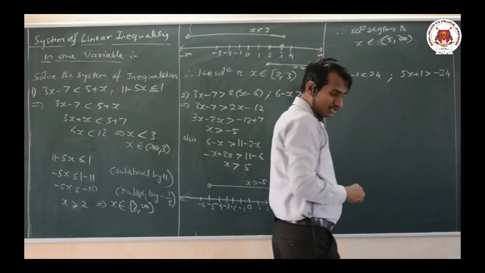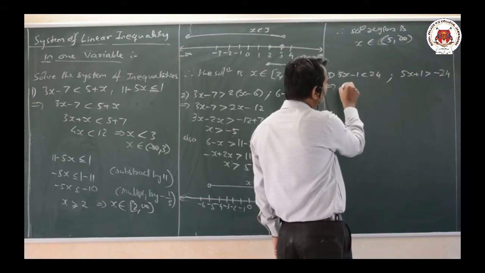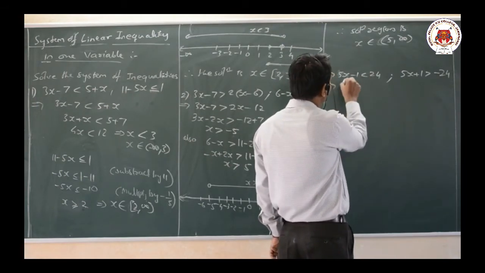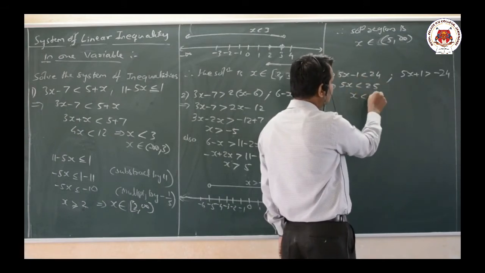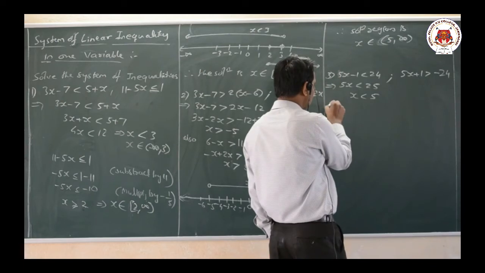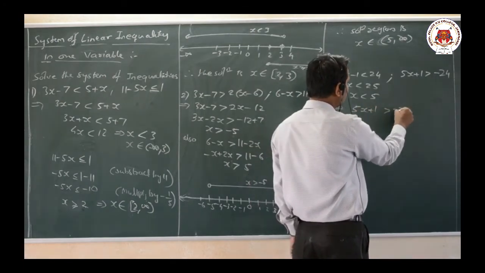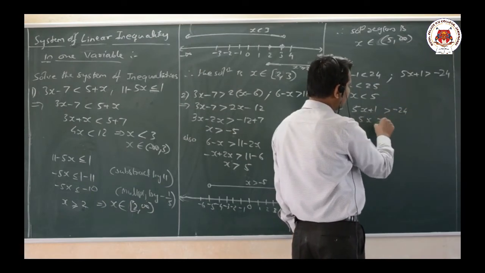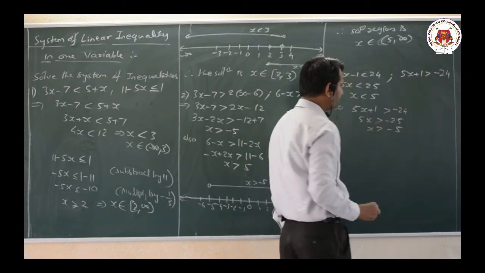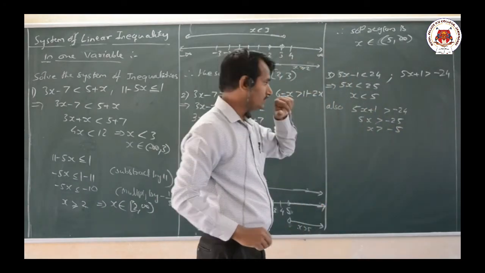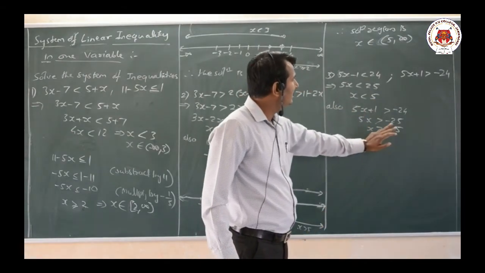Okay. Now dear students, now let us start with the last problem. The last problem is also very simple. The first one, 5x minus 1 less than 24, that is 5x less than 25, shifting the 1 to that side, that implies x is less than 5 was the solution. Also we are having 5x plus 1 greater than minus 24, then 5x greater than minus 25, and x greater than minus 5. Now here again we are getting the two solutions here. One is x is less than 5, one is x is greater than minus 5.